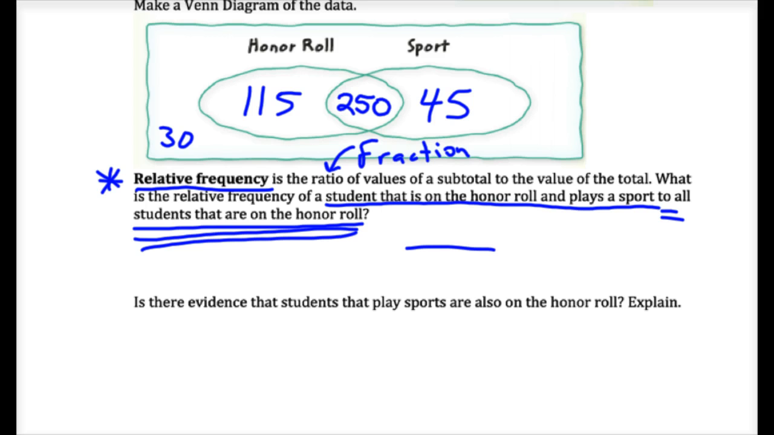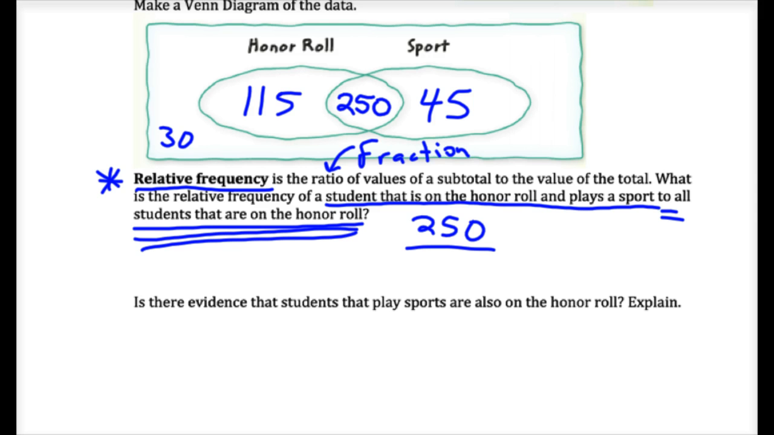Trace, what'd you get? 250 or 150. Your top number's right. The number 115 is wrong. You can never have less on the bottom. So here's my question to you. The bottom needs to be all students that are on the honor roll. What would you do?